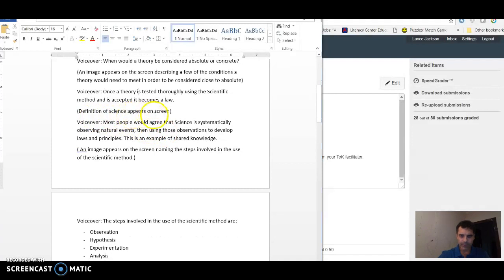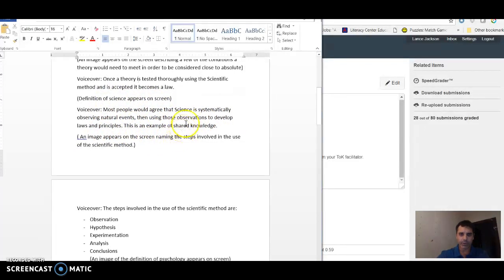Definition of science appears on the screen. Most people would agree that science is systematically observing natural events and then using those observations to develop laws and principles. This is very TOK-ish. This is an example of shared knowledge. You see, that's where the TOK comes in. Theory of knowledge. So we're talking about knowledge.